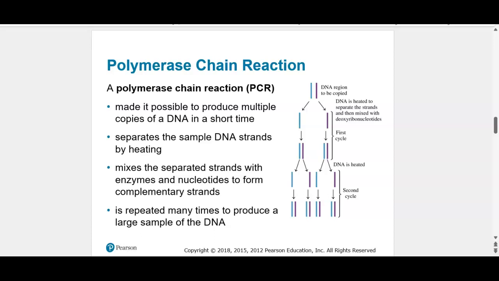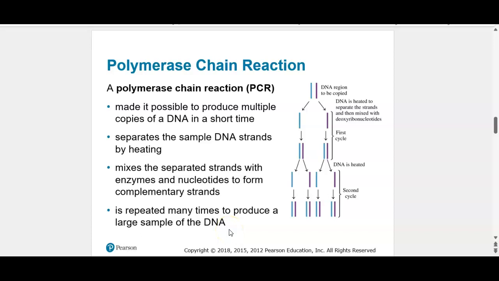It's 95 degrees Celsius. DNA is pretty stable. 95 degrees is going to denature it. It's not going to really change the sequence. It's going to come back together eventually. What you want to do is you want to separate these, and then you mix the separated strands with, it says, enzymes and nucleotides, which form complementary strands, and then you do it again and again and again. It's done a number of times over. Depends on how large a sample you want, but you keep repeating this.